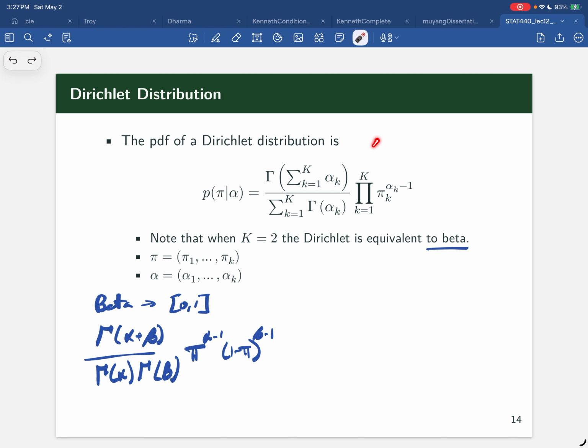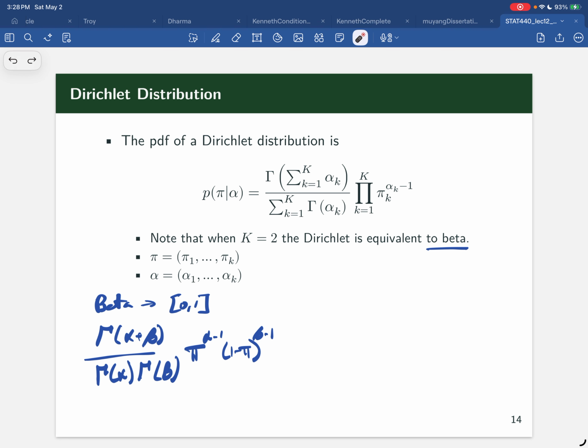What we have is a gamma of a sum of parameters. Rather than calling them alpha and beta, we're just going to call them alpha 1, alpha 2, alpha 3, alpha 4, up to alpha k, where k, of course, is the number of components in our mixture. In the denominator, what we have is a product of gammas. Again, these are gamma functions. The parameters are what we're interested in.